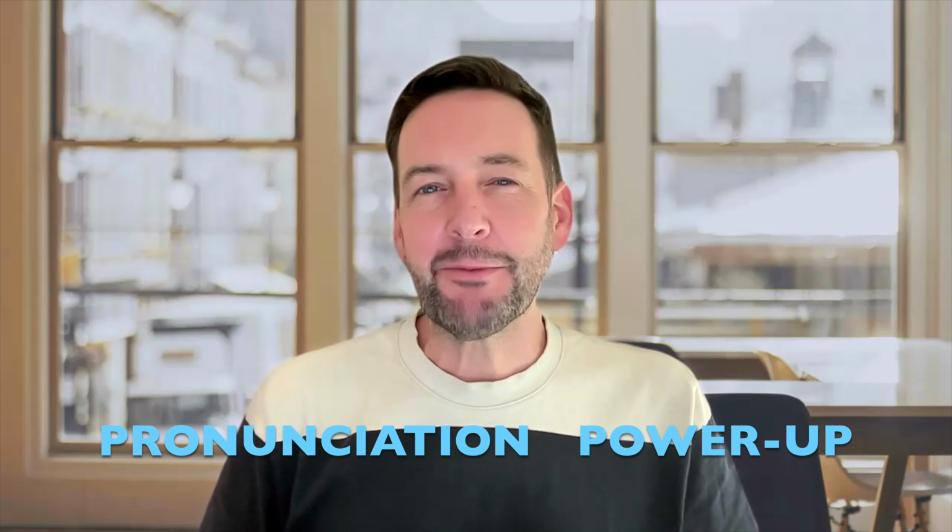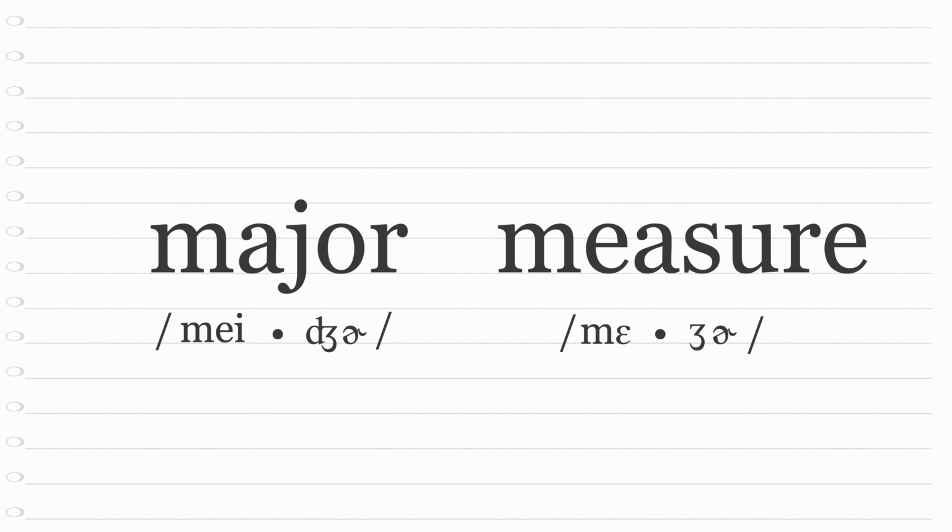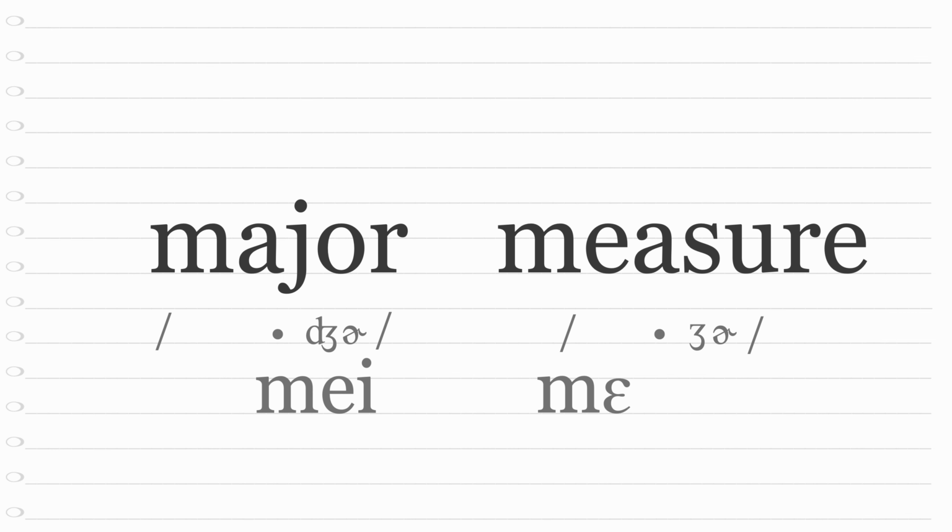Today, I want to talk about the pronunciation of two words which are commonly confused: major and measure. Let's look into it. Now, there are two main differences in the pronunciation of these two words. In major, on the left, we have the sound may, and measure, on the right, we have the sound meh. But that's not the difference I'm going to talk about today. I want to talk about the endings of these words.